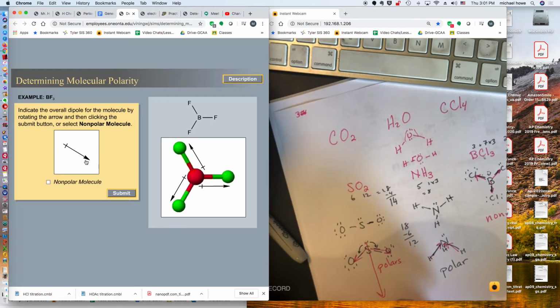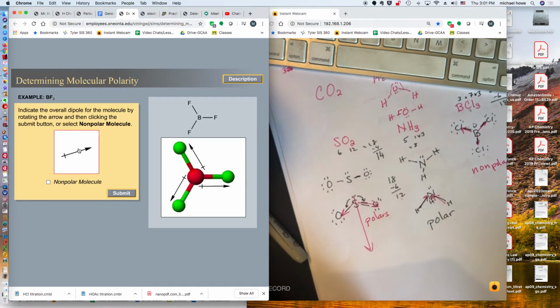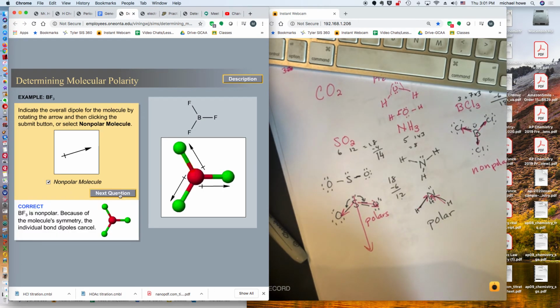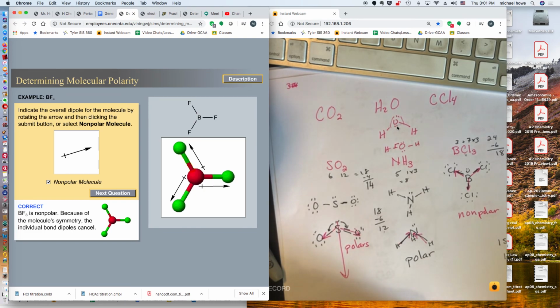And then you can drag this little arrow around. So if the vectors don't cancel, then you're going to point that arrow in the same way that I pointed the arrow here. But if they do cancel, then you just put nonpolar molecule. So in this case, since there's no electrons around the boron to cause it to be in a pyramid, those vectors are going to cancel because it's flat. It's like the one we drew over here, BCl3. So we're going to call that a nonpolar molecule because the vectors cancel, and poof, we got it right. So I want you to practice on that, and I'm going to make another little video that tells you how to determine these shapes. So I'll get to that in a few minutes.